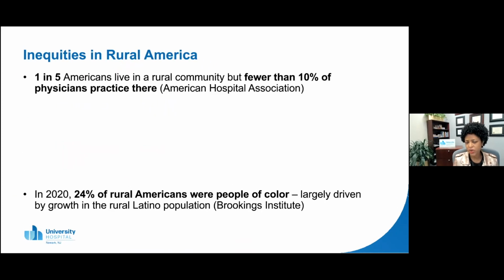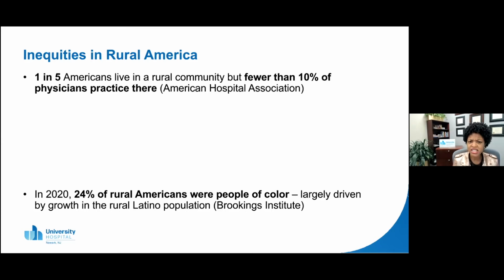So what are the inequities in rural America, and what are the implications specific that we can learn about for oral health? 1 in 5 Americans live in a rural community. My family comes from rural communities, my mother being from Clarksville, Virginia, right on the border across the state line from Oxford, North Carolina, and my father and his family coming from the Richmond area, and prior to that, the Portsmouth area, also in Virginia.